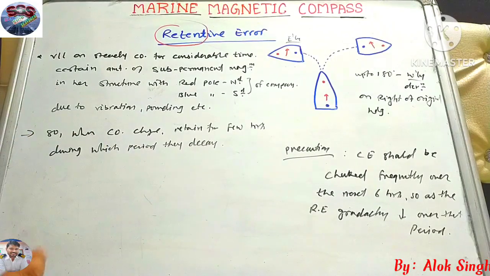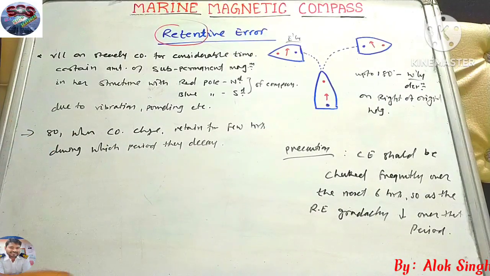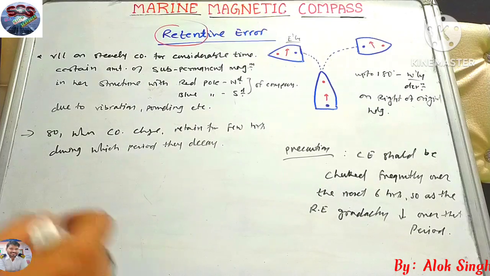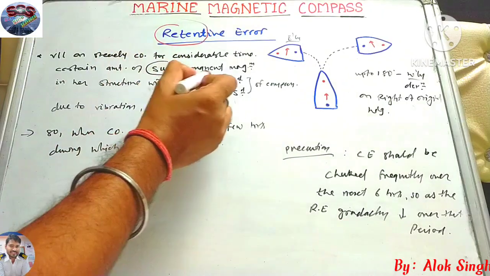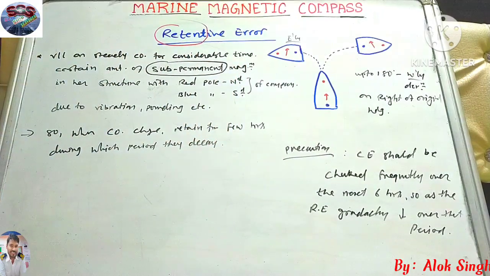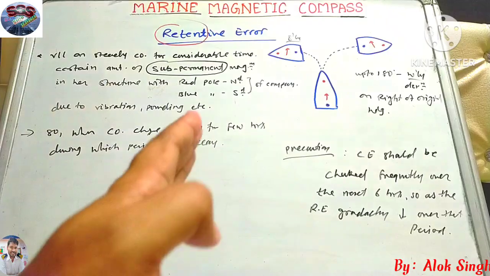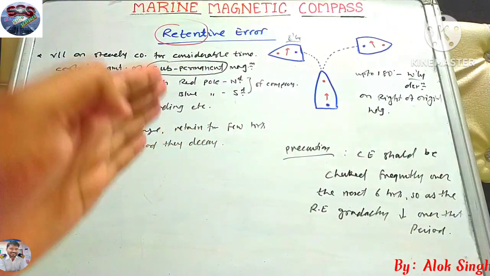So what happens at that time? When I was talking about the 3 types of magnetism, I told you permanent magnetism, subpermanent, and induced. About subpermanent, I told you that I would define it later. So this is what subpermanent magnetism is. What happens is the vessel is continuously progressing on a particular same heading.